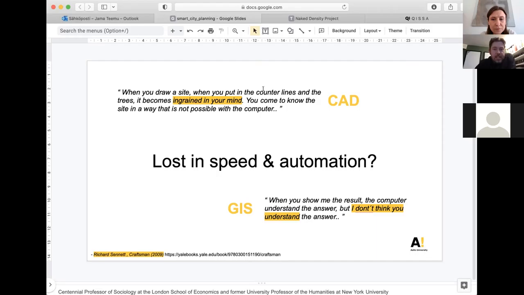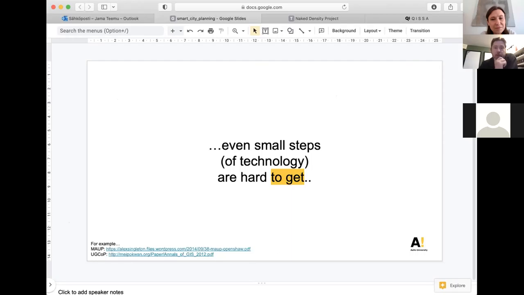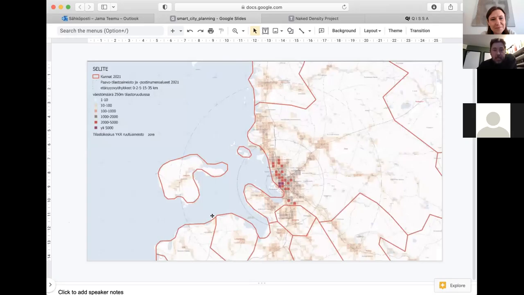Within GIS and analytics there's a similar issue. He's saying that when you show me the result, the computer understands the answer or the calculation probably, but I don't think you understand the answer. And that's very true. I have personal experience of how it happens, and I'll try to show you that next: even the small steps in the use of technology are very hard for humans to get, especially for clients. Let's not go there.